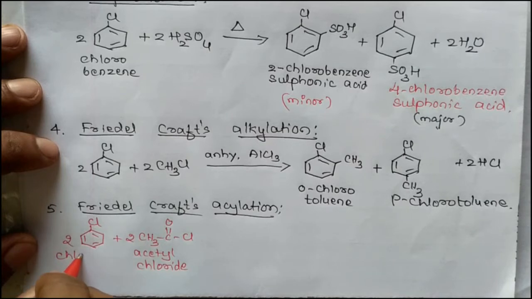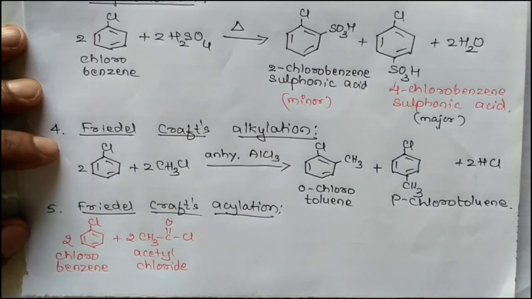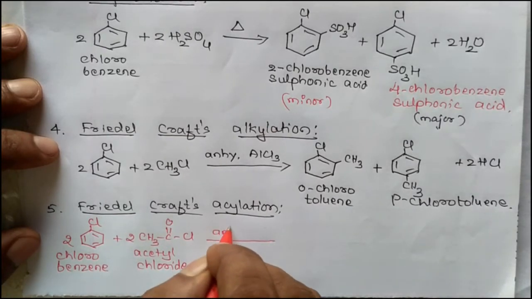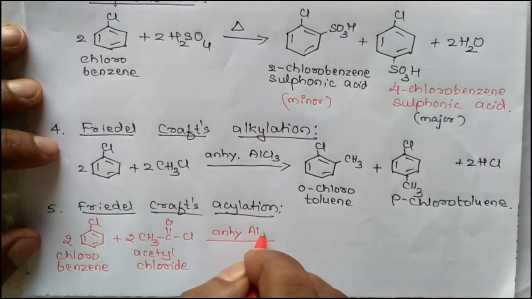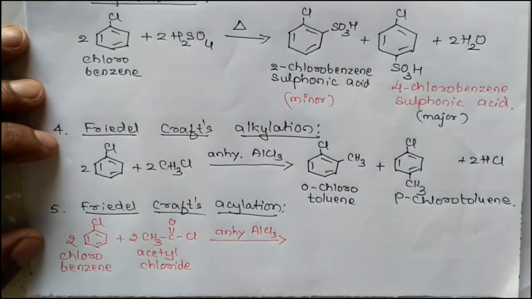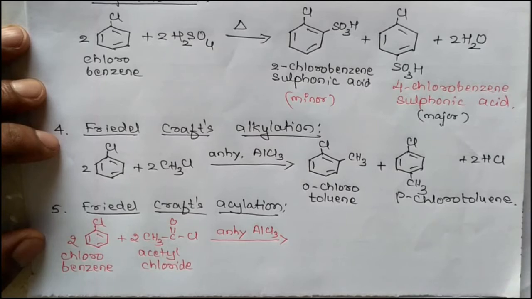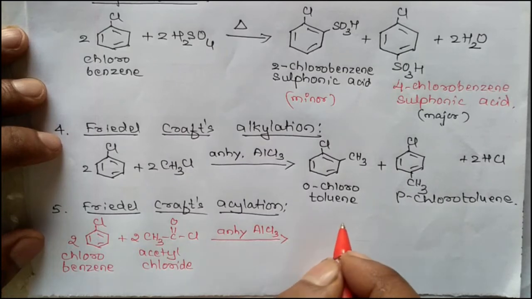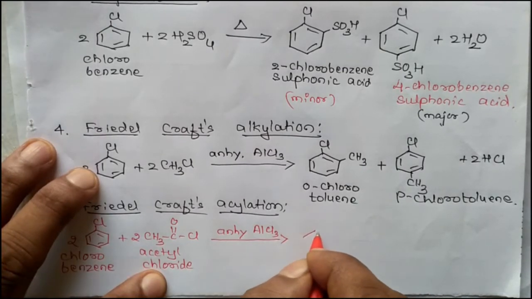This is chlorobenzene. When chlorobenzene is heated with acetyl chloride, reaction conditions remain the same, in the presence of anhydrous aluminum chloride, AlCl3, we are going to get a mixture of ortho and parachloroacetophenone. Write that reaction or products.